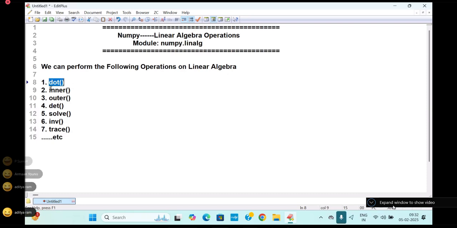So: dot of, inner of, outer of, det of, solve, inv, trace, matrix_rank, matrix_power. I'll be using some sort of operations. So let's start off. Some of them, for example trace, are present in the NumPy module only. Some of them are present in NumPy, and some are present in where? linalg. So let's start with dot of.